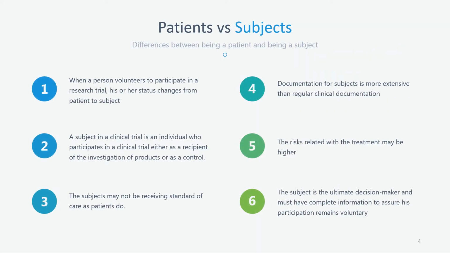Let's review the differences between being a patient and being a subject. As we mentioned, when a person volunteers to participate in a research trial, his or her status changes from patient to subject. A subject in a clinical trial is an individual who participates in a clinical trial either as a recipient of the investigational products or as a control.